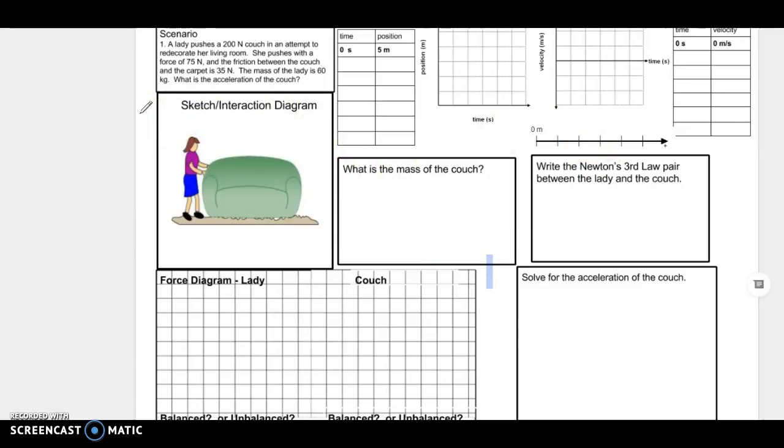So a lady pushes a 200 Newton couch in an attempt to redecorate her living room. She pushes with a force of 75 newtons, and the friction between the couch and the carpet is 35 newtons. The mass of the lady is 60 kilograms. What is the acceleration of the couch?